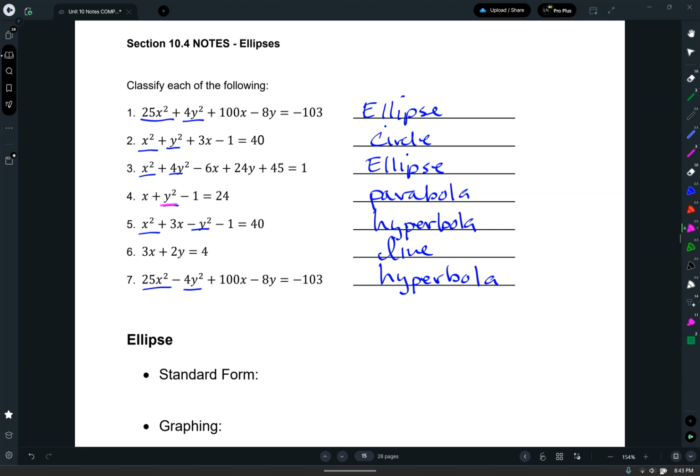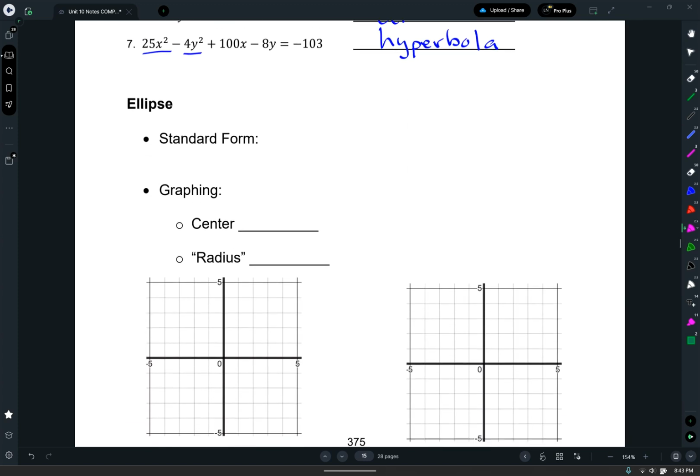Hopefully you remember that if it's a y that's being squared, it's going to open either to the right or to the left. Again, depending on when it's in standard form, whether or not that y squared is positive or negative. I know right now it looks positive, but it's not in standard form either, so we don't know that for sure. Okay, so let's talk about how do we graph an ellipse.